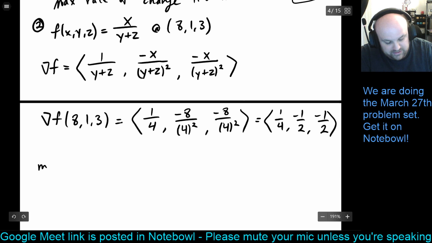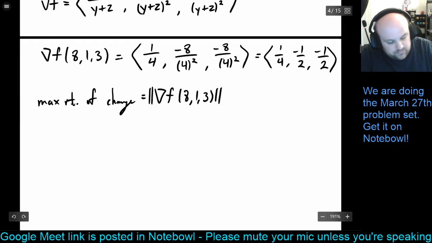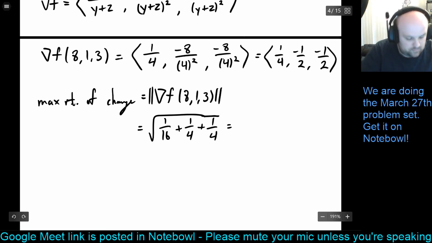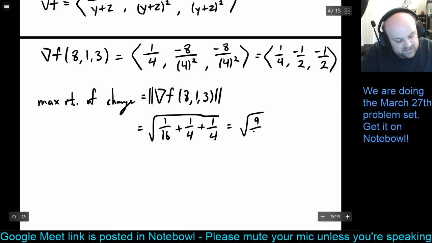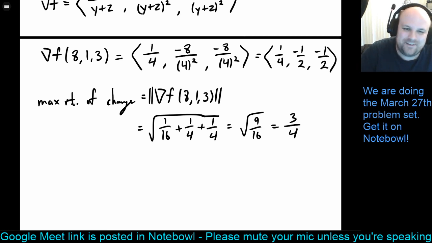And so the max rate of change again is still just the magnitude of the gradient at this point, which is 1 over 16 plus 1 over 4 plus 1 over 4, which is 9 over 16. So 3/4. Those numbers worked out quite nicely.